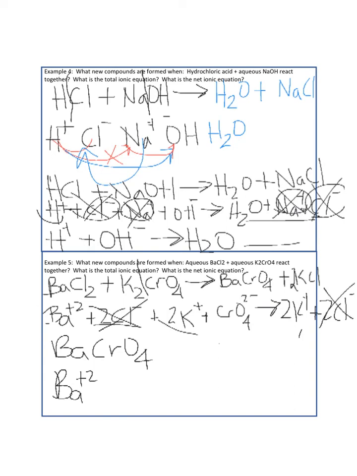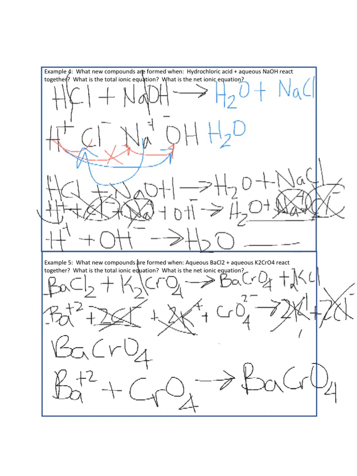So they go away. Bye-bye. How about my 2K+? Again, boom, boom, gone. They did not change at all. They're spectators. My CrO4 2-, it looks like it is turning into BaCrO4. So it is not a spectator. And the only thing left on the right-hand side is BaCrO4. So, balanced molecular, total ionic, net ionic.